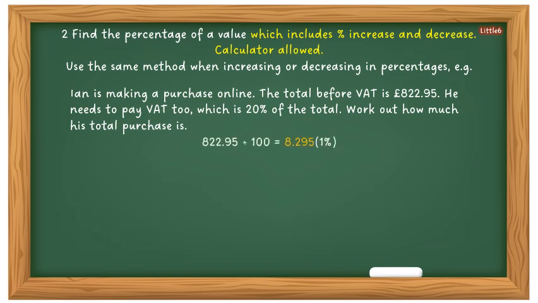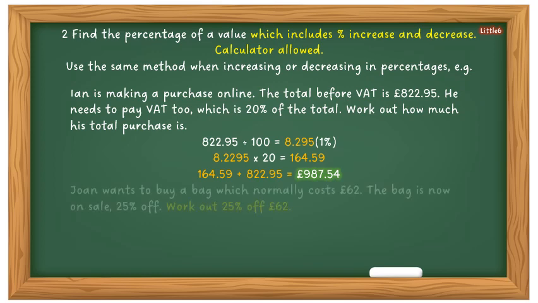To do this, you just divide by 100 and you find the value of 1%, and you can see that's 8.295. You take that and multiply it by 20. You can see that the 20% is £164.59. You then simply add it to your starting value, and you can see there it's £987.54.